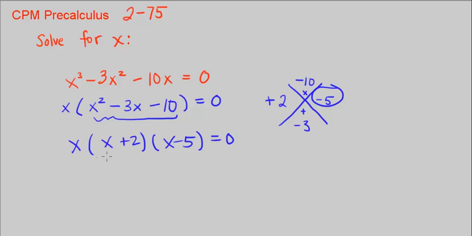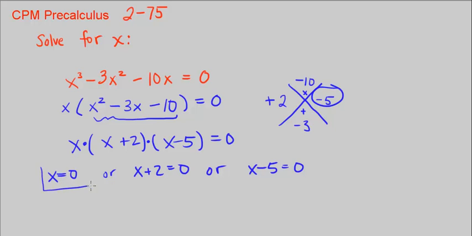All right, so this now can be broken up. Since this is equal to 0, we can break it up and say, well, if we're multiplying these three terms, then either x is equal to 0, this term, or x plus 2 is equal to 0, that's this term, or x minus 5 equals 0. We can just split it up like that.